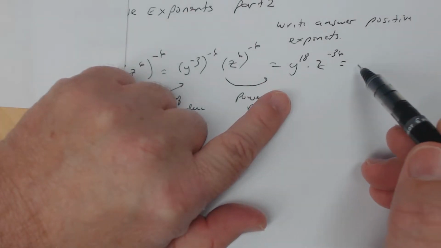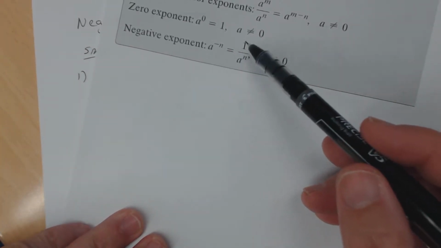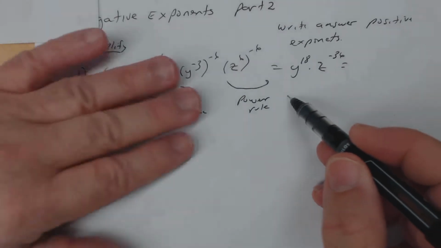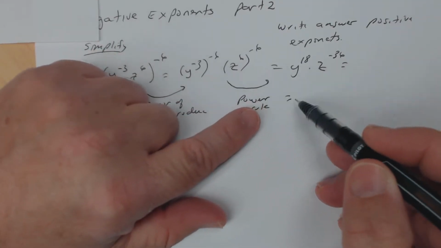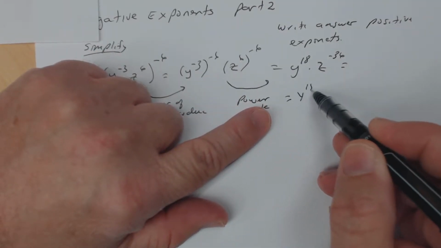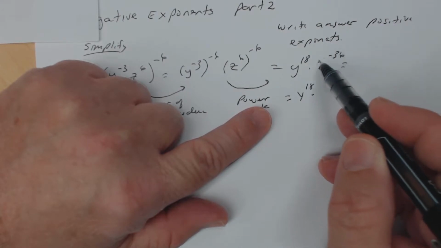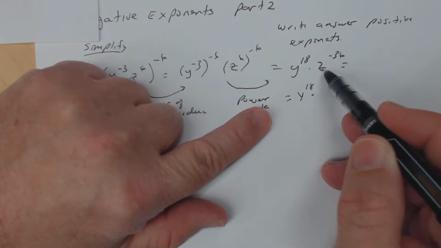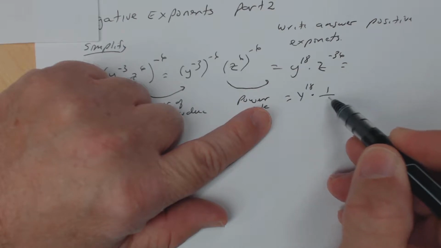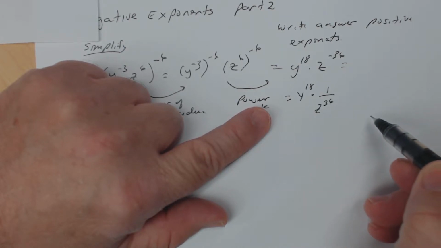Technically, if you want to follow that step that says a to the negative n is 1 over a to the n, you could say this. I'm going to write it right here. That's going to be y to the 18th times, and according to this property, z to the negative 36 is the same thing as 1 over z to the 36.